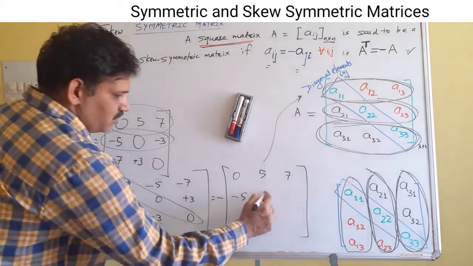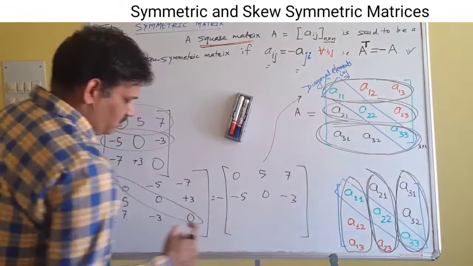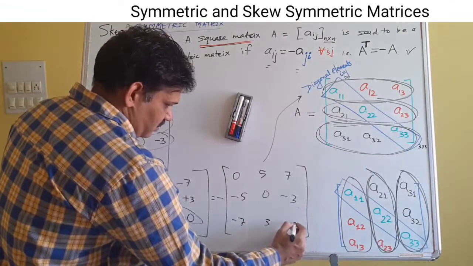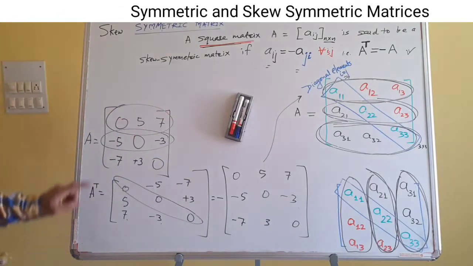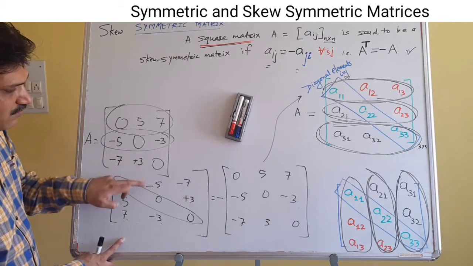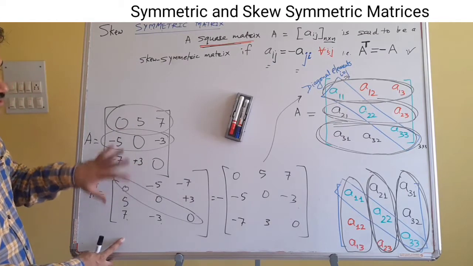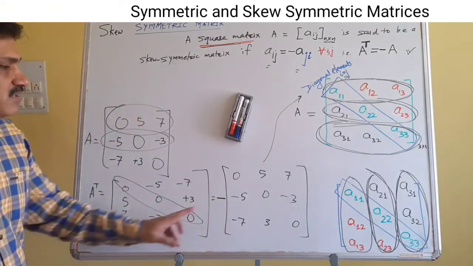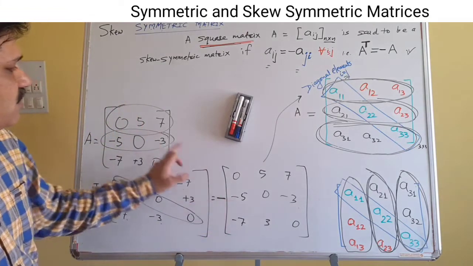When we take negative, here 0, we take negative sign common. This gives me minus 7, this gives me 3, and this gives me 0. See, when I took the transpose, this matrix is not equal to this, because here we have 5 and here we have minus 5. So it is not symmetric. Now we take negative sign common. After taking this negative sign common, we compare it with the original matrix.